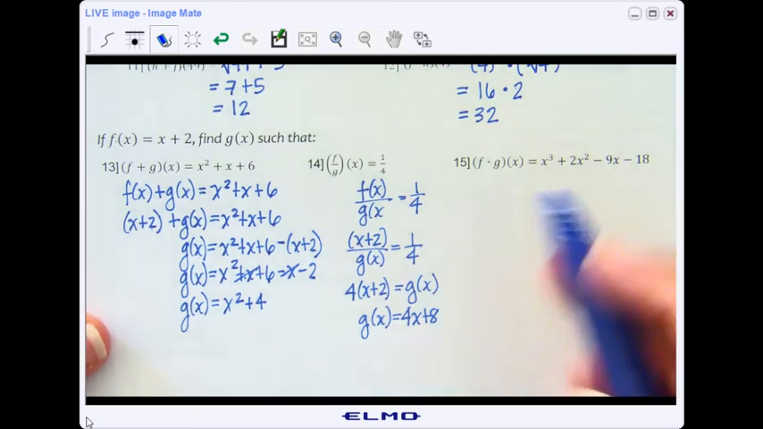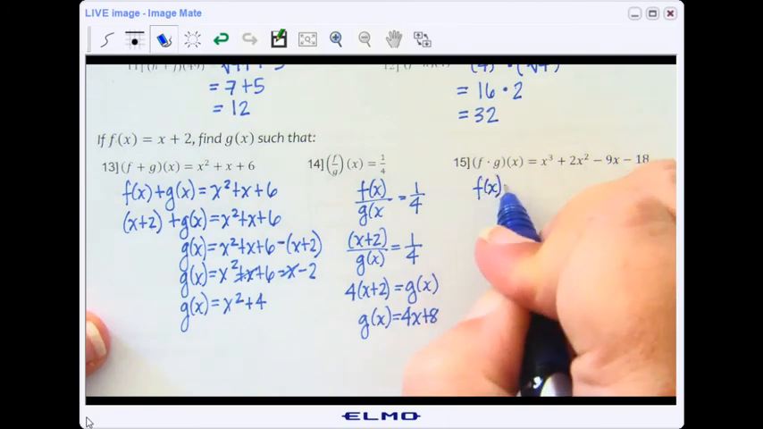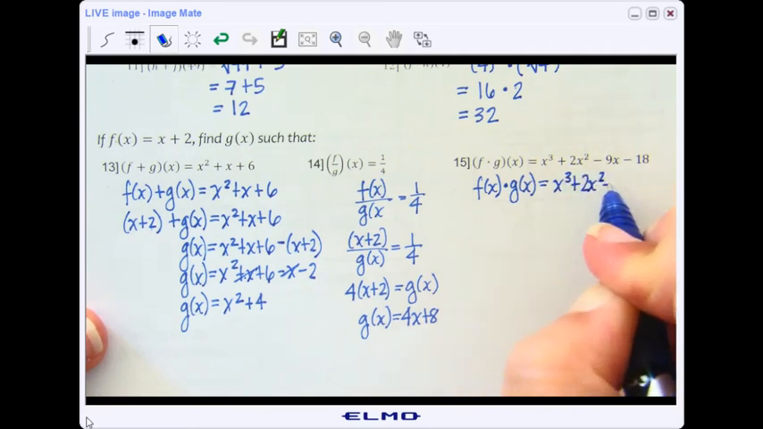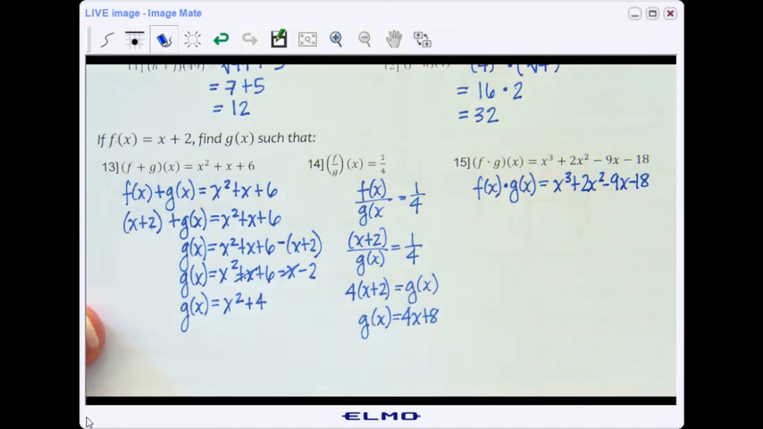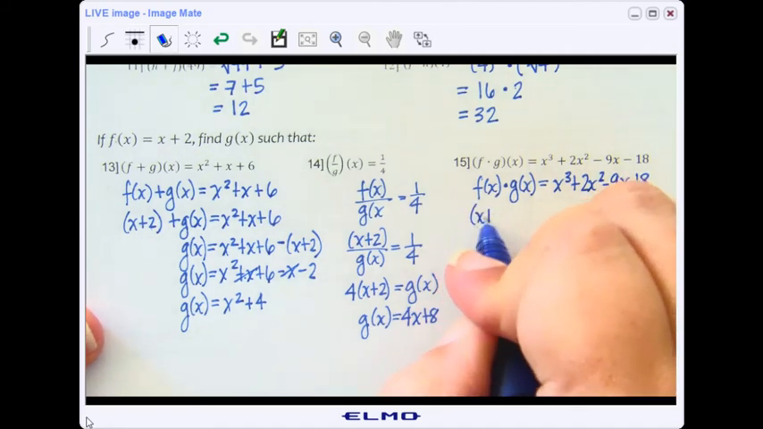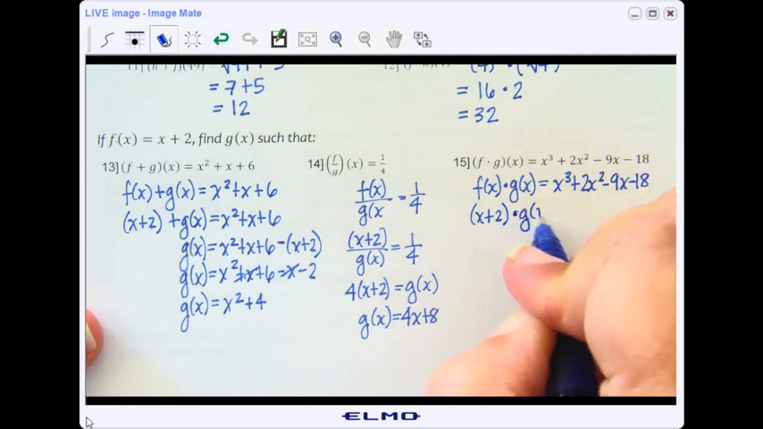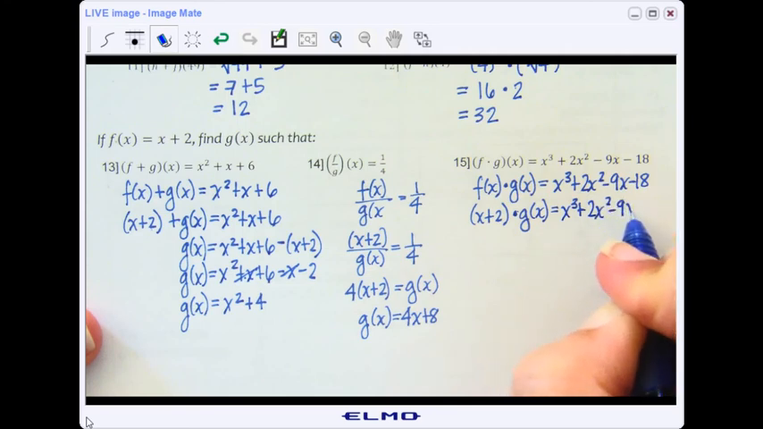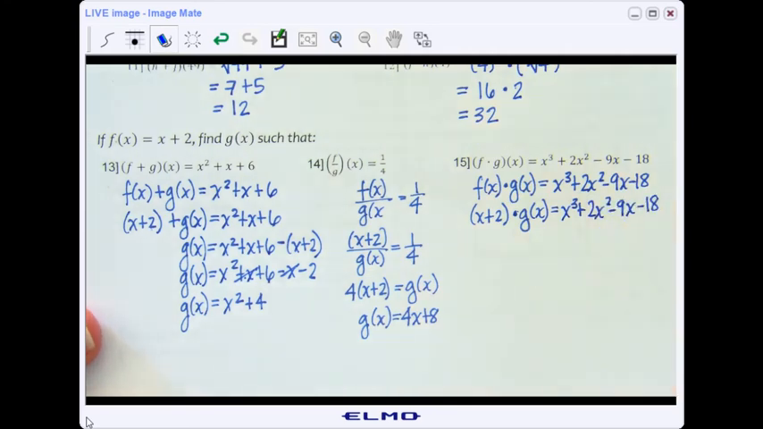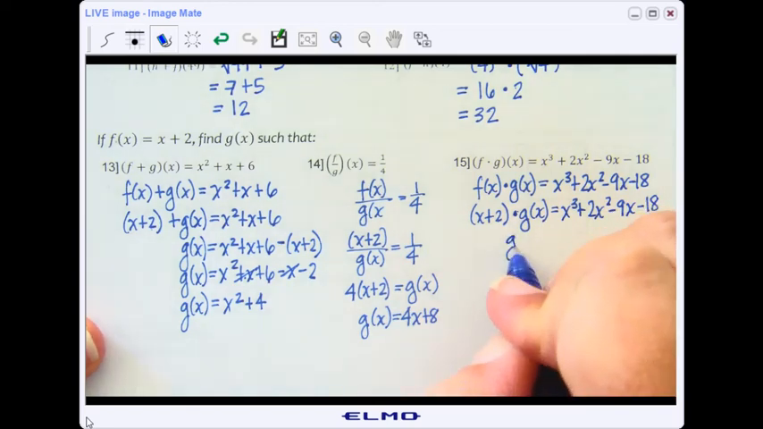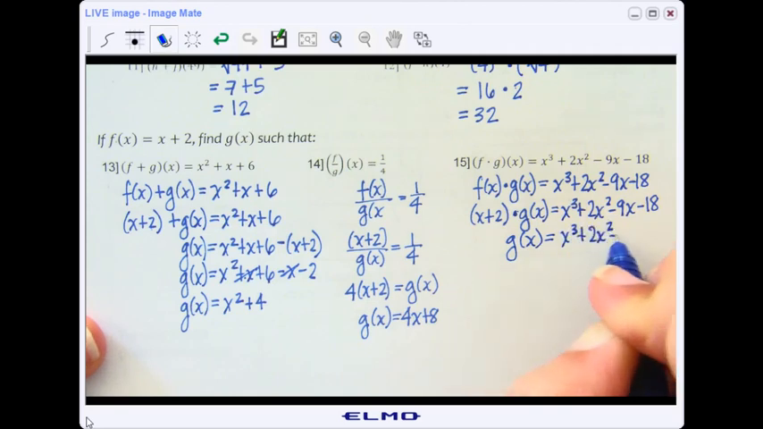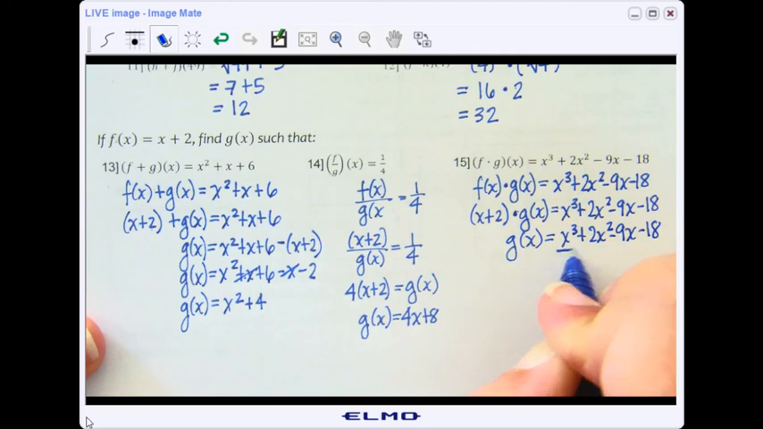And number 15, this means f of x times g of x needs to equal x cubed plus 2x squared minus 9x minus 18. I know what f of x is. I need to find g of x so that it equals x cubed plus 2x squared minus 9x minus 18. So when I divide both sides by x plus 2, I have x cubed plus 2x squared minus 9x minus 18 over x plus 2.